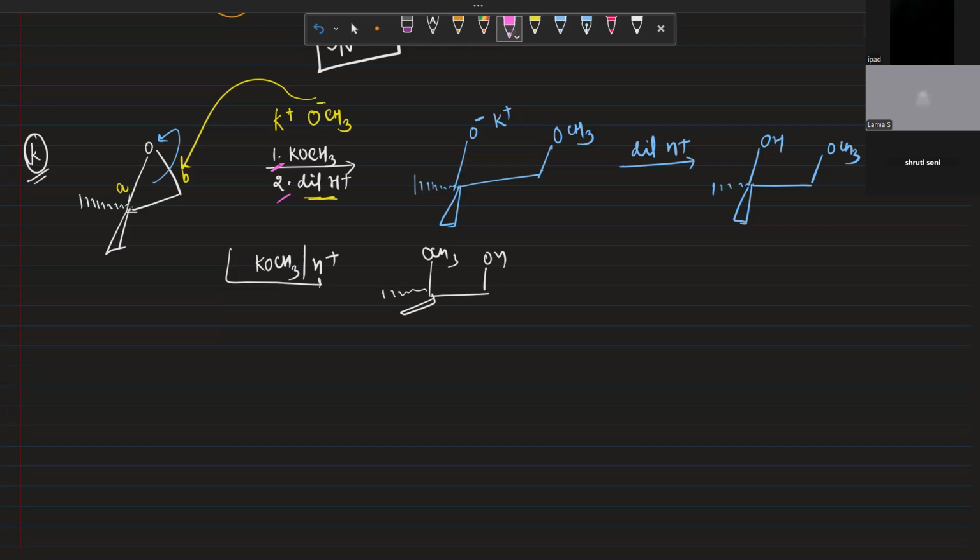Okay, if you want we can go with IR and NMR. Let's spend half an hour on the organic reaction part and then one hour for the spectroscopy part.